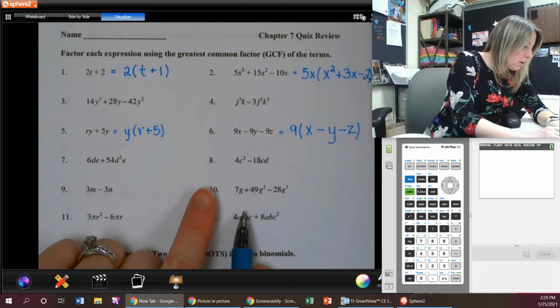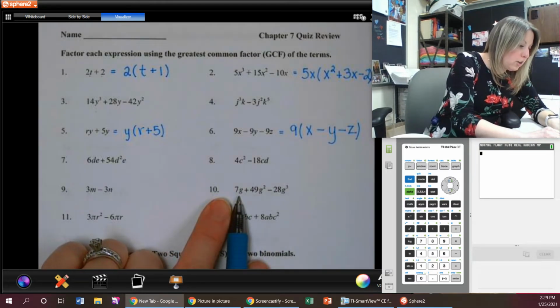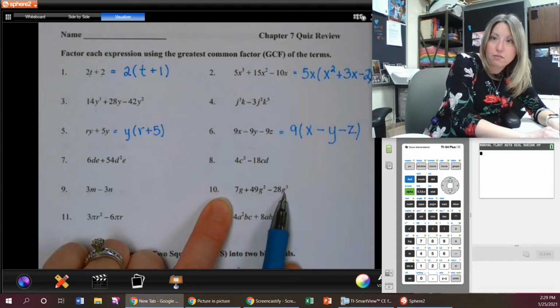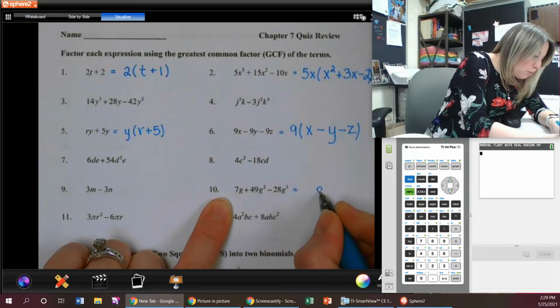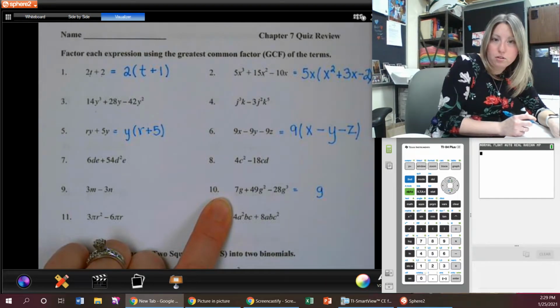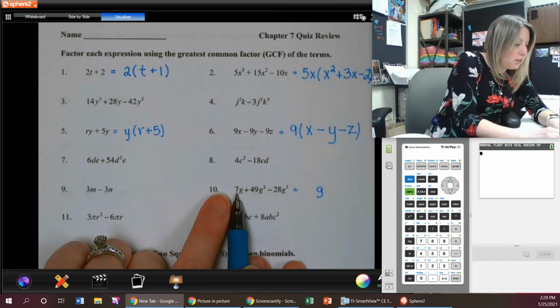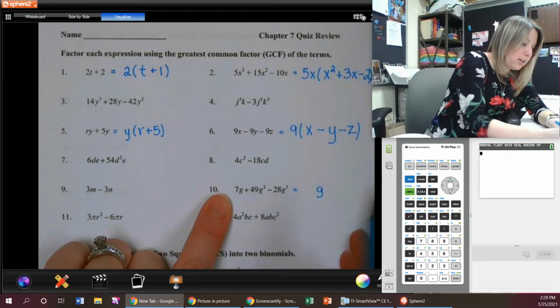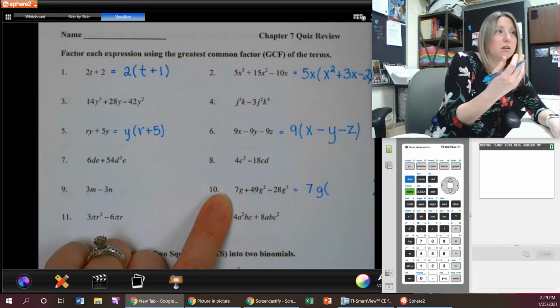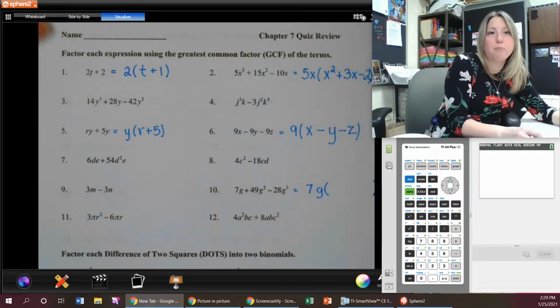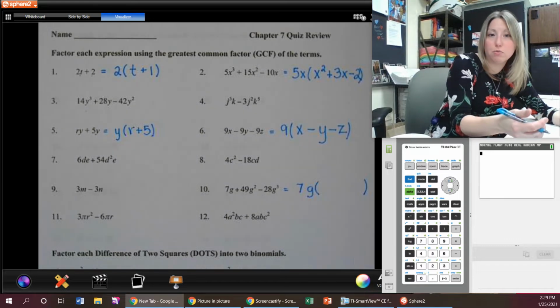How about number 10, where they've all got a g? See that? They've all got at least one g. So that means a g will be part of my GCF. And then let's look at the numbers, 7 and 49 and negative 28. Well, they're all divisible by 7. So then make an empty set of parentheses big enough for a trinomial answer.